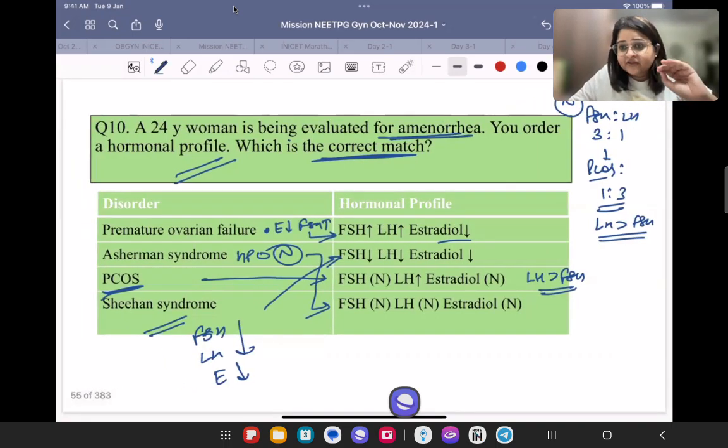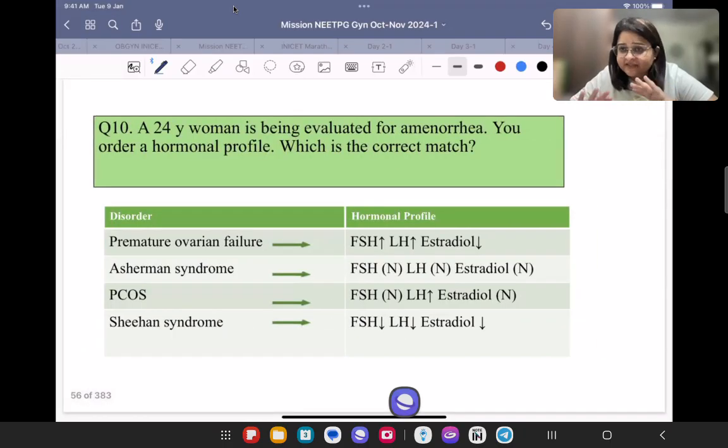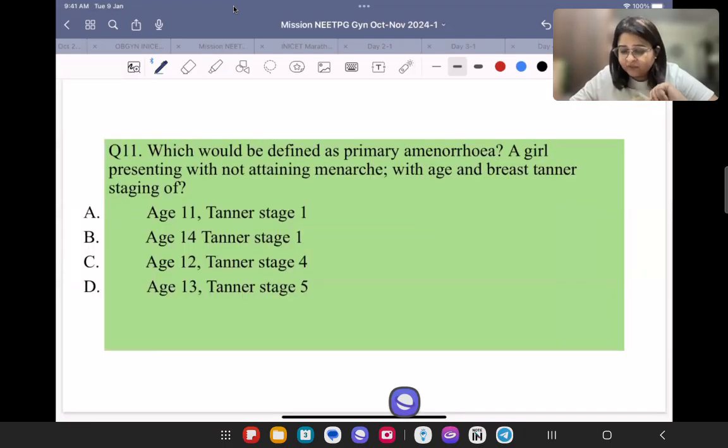In secondary sexual characters, Prashant, we include everything, ठीक है? But AIS में specifically breast development होता है, pubic axillary hair नहीं होता है. Okay, which would be defined as primary amenorrhea. A girl presenting with not attaining menarche with age and breast tanner staging of what?